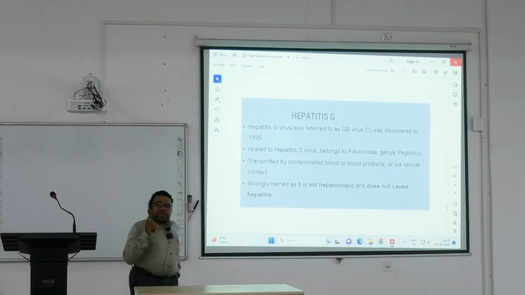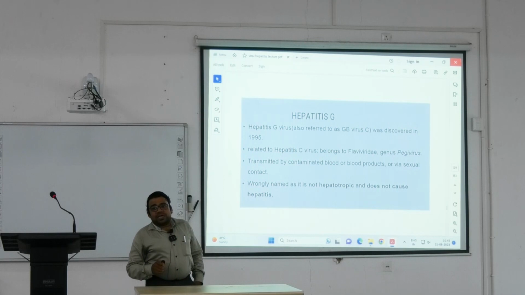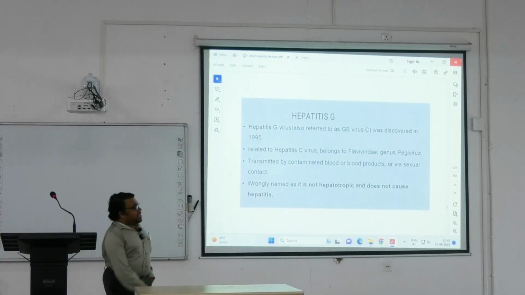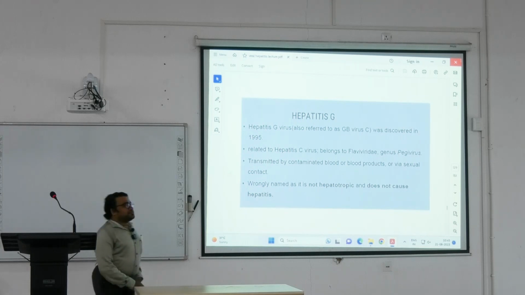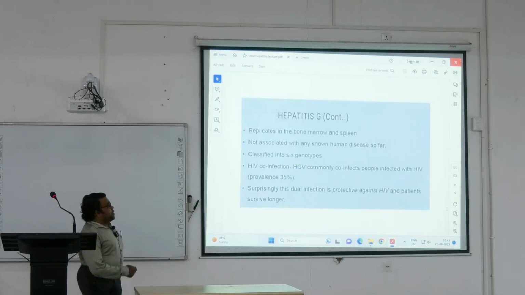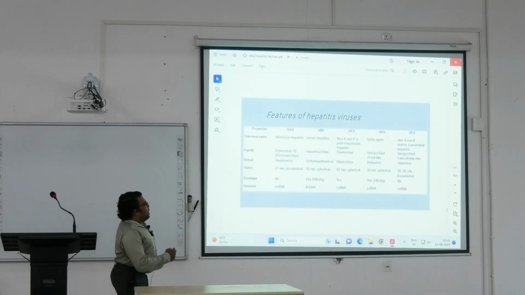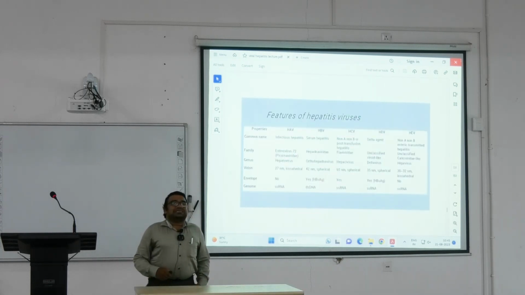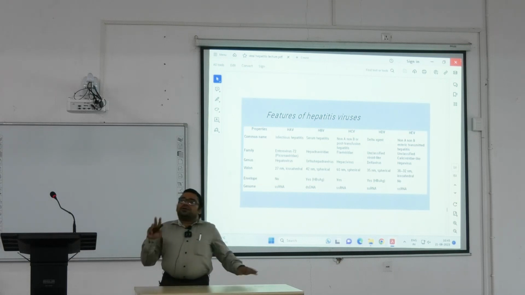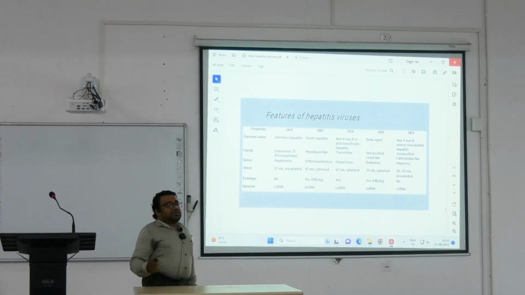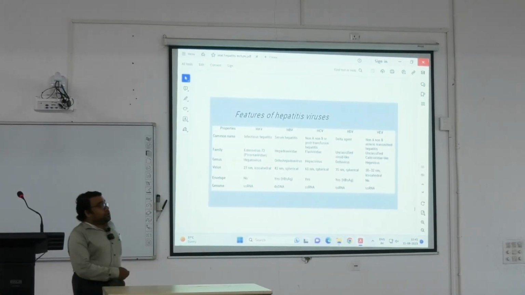Now, although the name is hepatitis G virus, you should remember it is not a hepatotropic virus and it does not cause hepatitis alone. Okay, there are many genotypes. It replicates in bone marrow and spleen and it causes systemic infection. That is why I have kept it. Although the name is hepatitis G, it is not a hepatotropic virus.